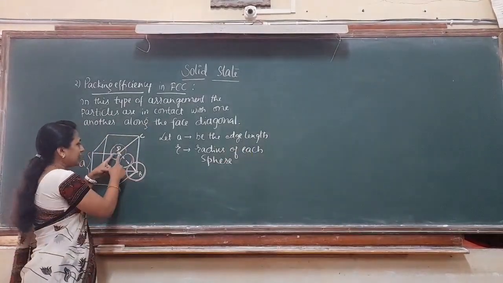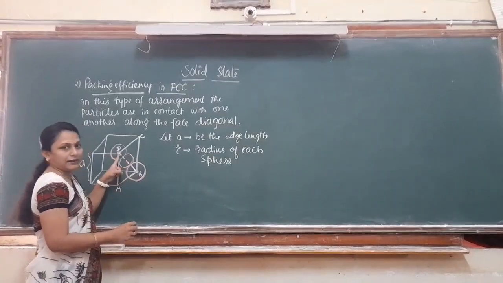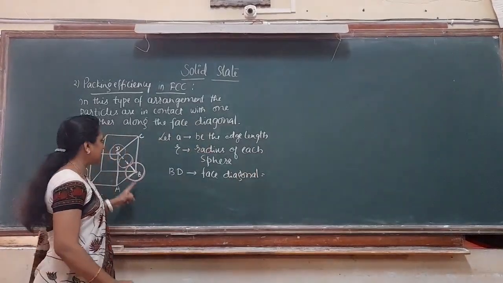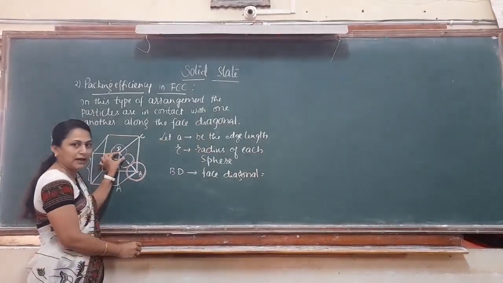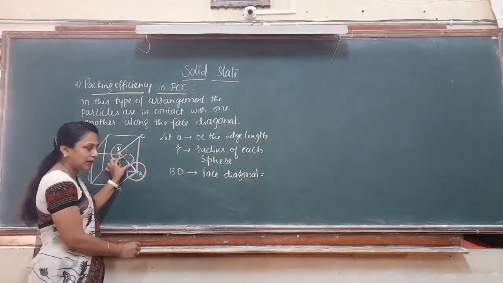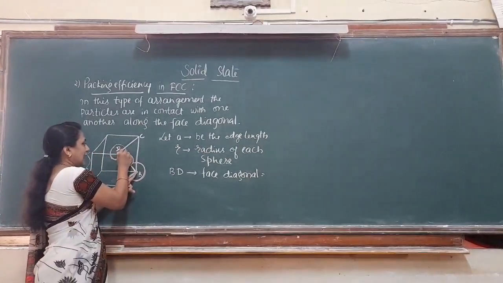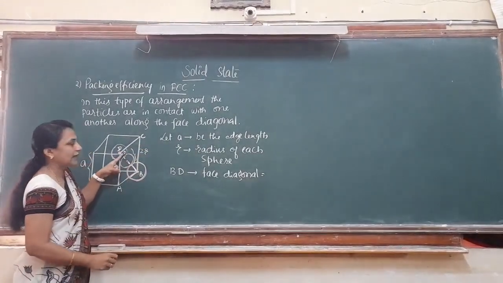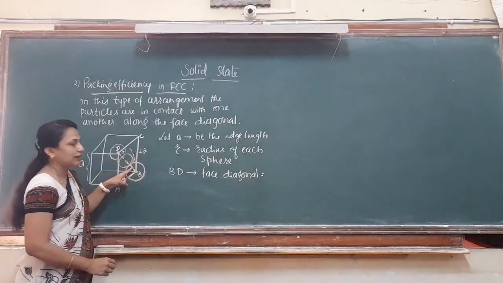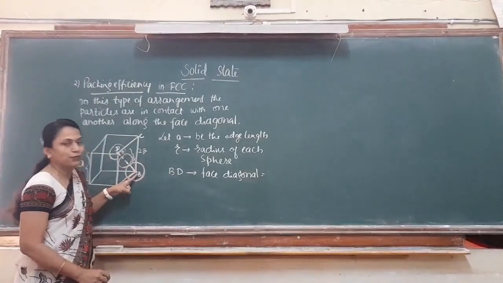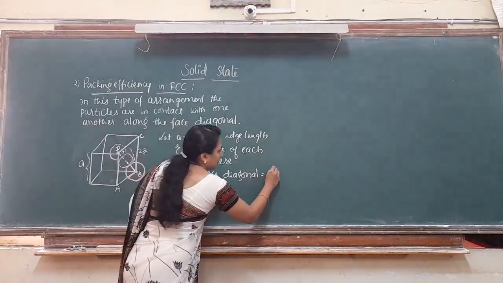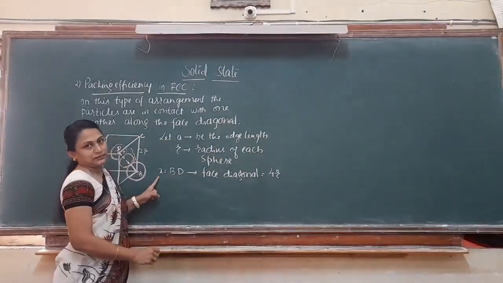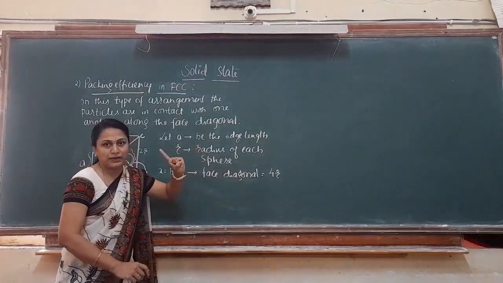So this BD or DB is the face diagonal, and you see here its value is, this radius is R and this is 2R and this is R. So it is R plus 2R plus R, it is 4R. So the length of BD, face diagonal, is 4R. Let us call it X. X is equal to BD, face diagonal, and that value is 4R.